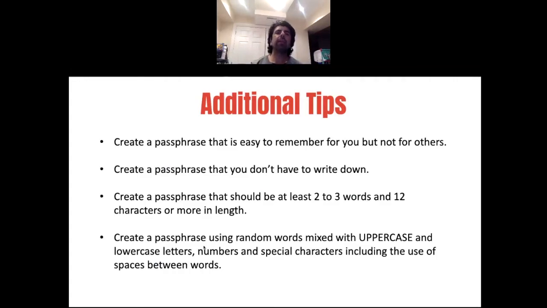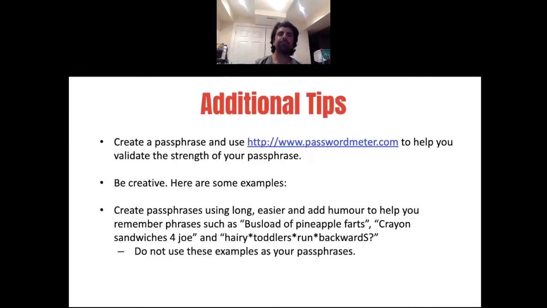Okay, and create a passphrase using random words mixed up with uppercase, lowercase letters, numbers, special characters, including spaces between the words. Right, even using that line. Right now I can't. It's like a dash, but underscore. That's it. Use the underscore symbol somewhere within if you have to.